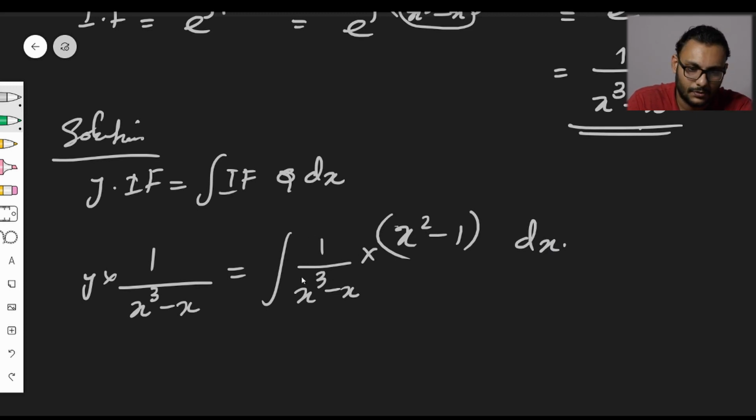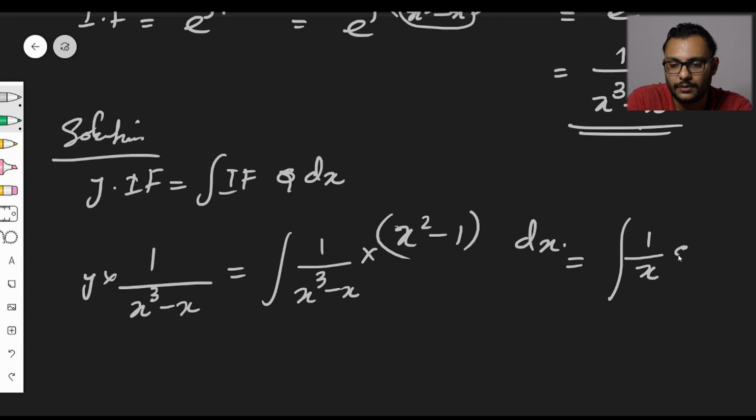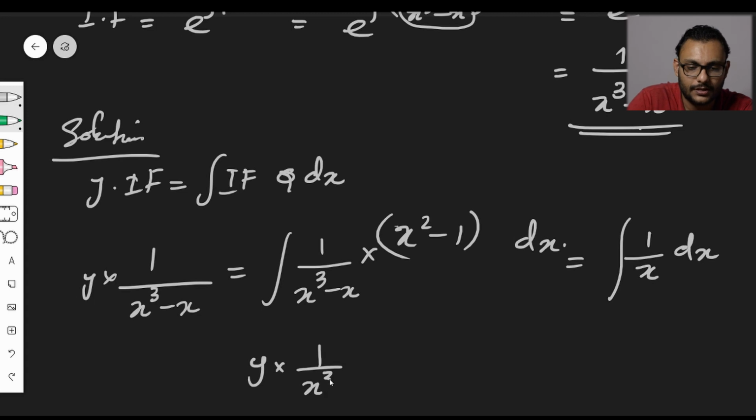So here again we can take x common, and on the right hand side, if we take x common, we will get x square minus 1 in numerator and denominator, so it gets cancelled, and we will get 1 by x dx. So finally we can write it as y into 1 by x cube minus x is equal to log x plus c. So this is the final result.